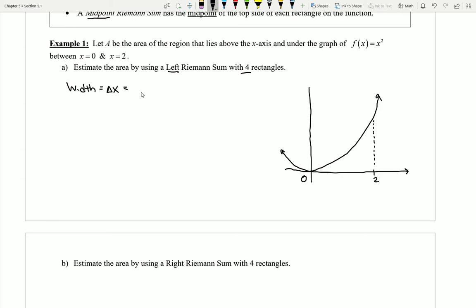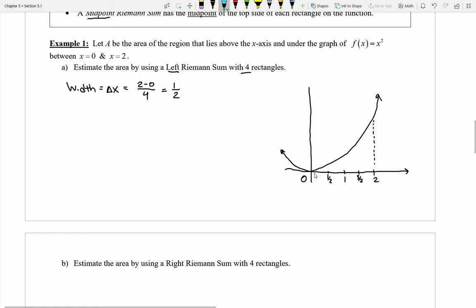And remember that we stated in the last video that to find that, I need to know how long my interval is, and then how many pieces I'm going to chop it up into. So in this case, my interval is 2 minus 0 units long, and I want to chop that up into 4 equally sized pieces. So overall, I see that each rectangle can be 2/4 or 1/2 of a unit wide. So let's see what that would look like in the picture. If this is where the value of 1 is, then I can easily identify where 1/2 is and where 3/2 or 1.5 happens to be.